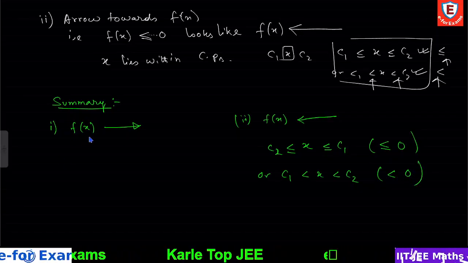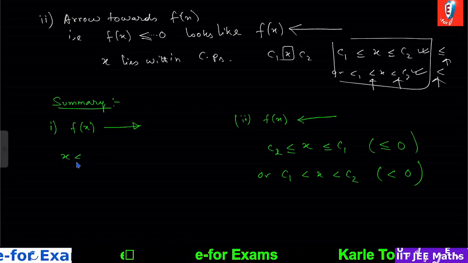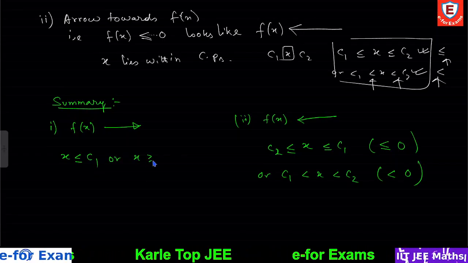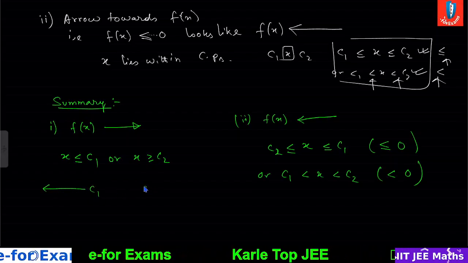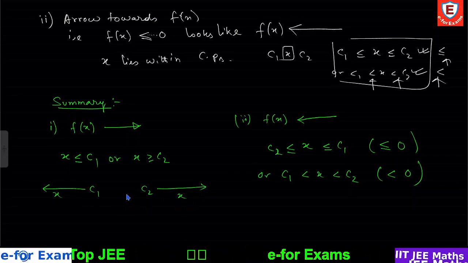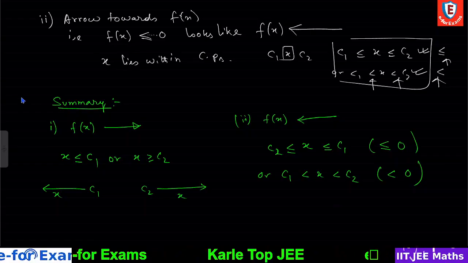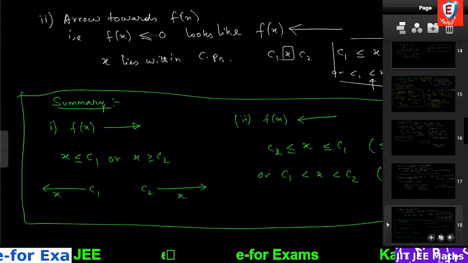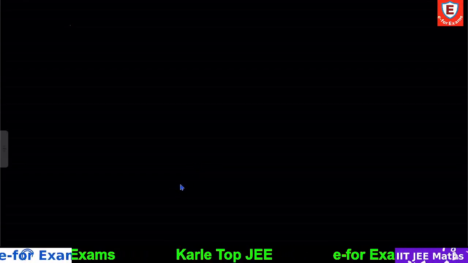Got it? And for this one, if arrow is going away, x will be less than or equal to C1, or x will be greater than or equal to C2. That is, C1 is here, x will be on this side, and C2 is here, x will be on the right of C2. In between, no value of x. Got it? This is important. We are going to do 2 examples now. You can note down later on, right?